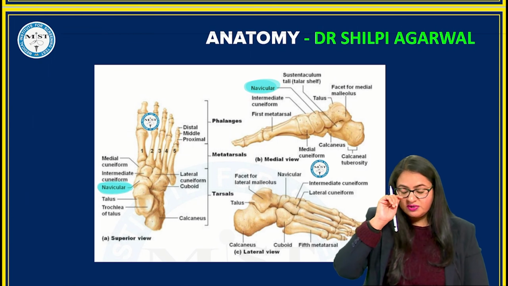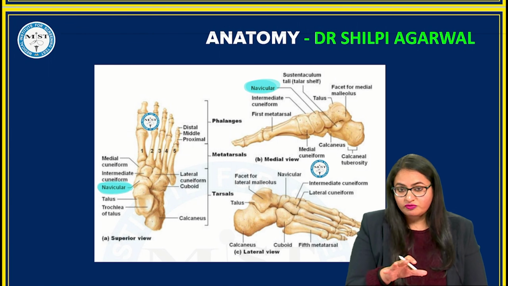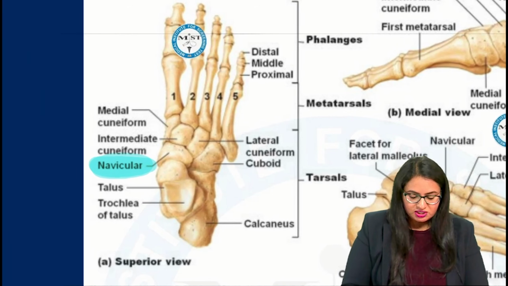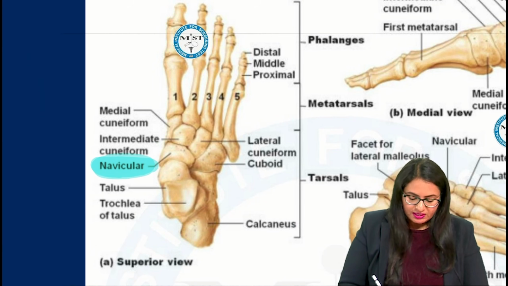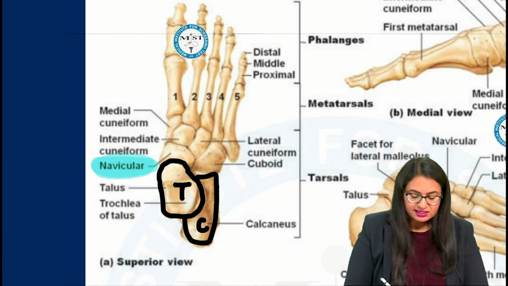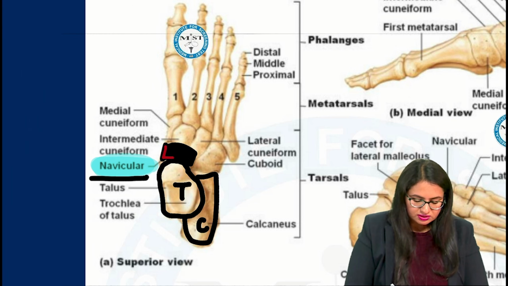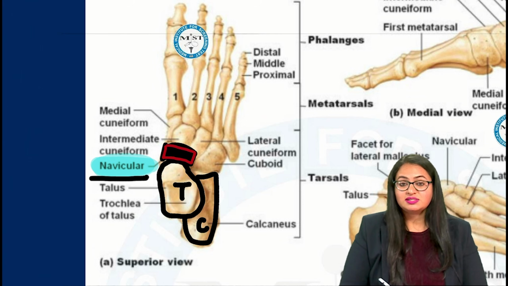Okay, now coming to this image, yes, this is again a very, very important image. This is the image for the bones of the foot. First of all, let us see this image, which is the superior view. In the superior view, this bone is talus, this one is calcaneum. In front of talus, the boat-shaped bone which is present over here is navicular, which is a very commonly asked bone. So this bone which is present over here, this is the navicular.